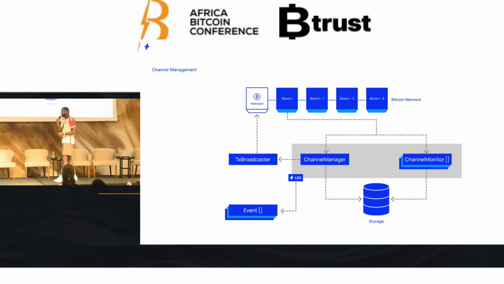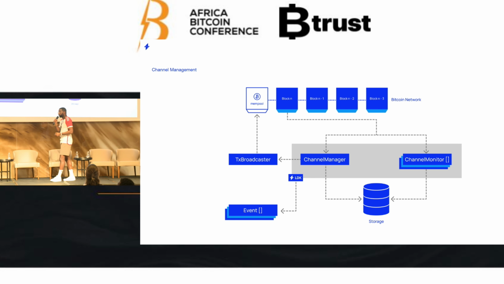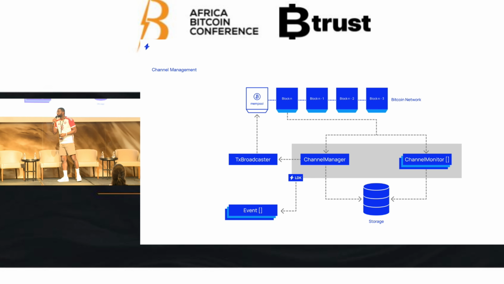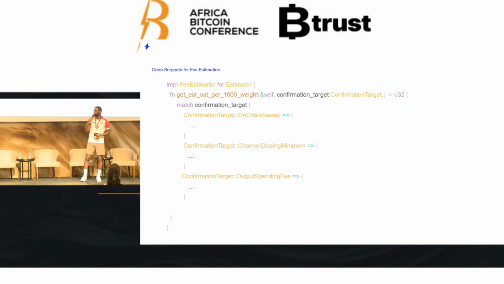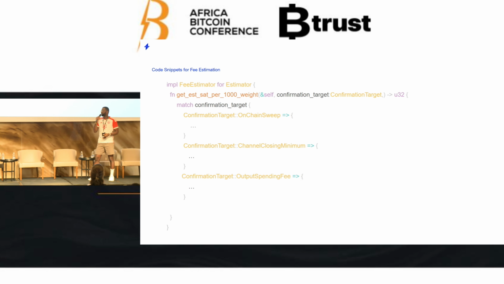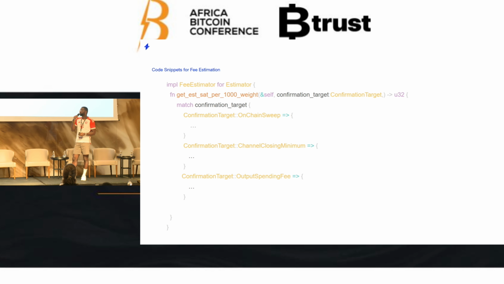I'm going to skip this because this is a bit boring, but it's just more about the architecture. I'm going to skip some of these as well. This is just a very basic code snippet, which shows you how one of the modules might work. So this is fee estimation.